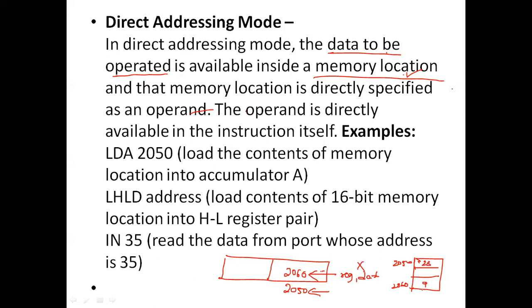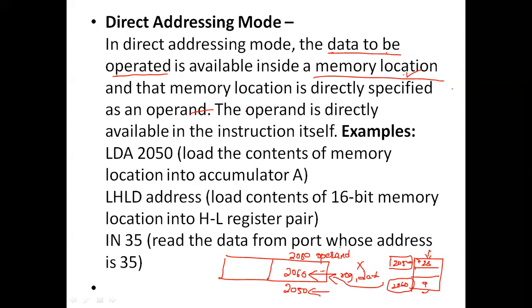If we want to operate with this 9, we are going to give the address 2060 over here. We are not going to specify the data 9 directly. If we want to work with this 23, we are going to give the address of this 23, that is 2050, in the operand field, but not the data directly. So that is the direct addressing mode. Directly we are specifying the address of that particular memory location where the data has been stored.